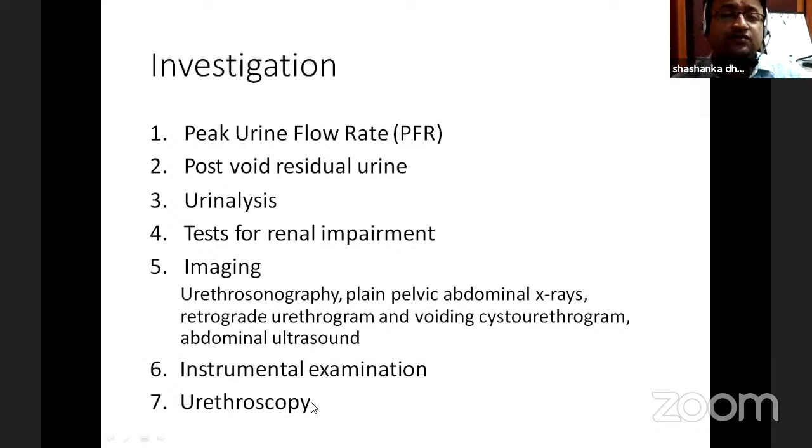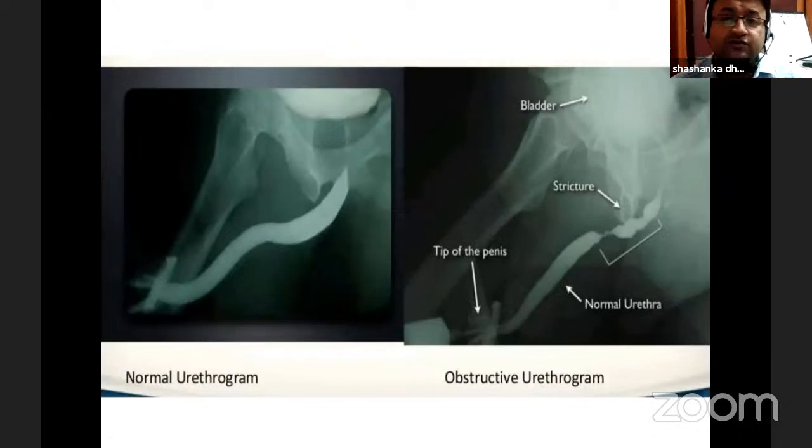instrumental examination or urethroscopy, which is basically a cystoscopy and urethral assessment, where we exactly look at the lumen of the urethra and find the location of the stricture and the adequacy of the lumen of the stricture.